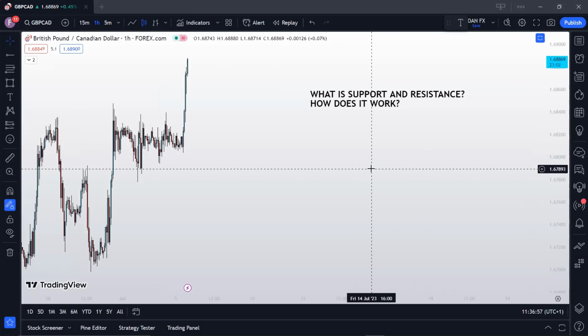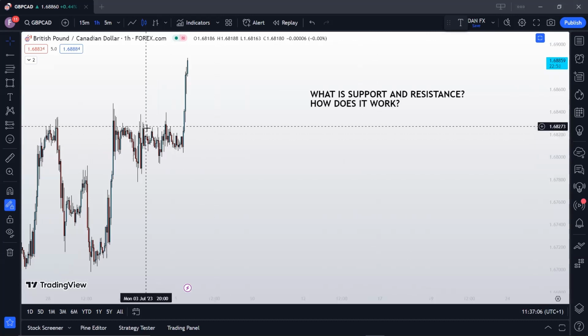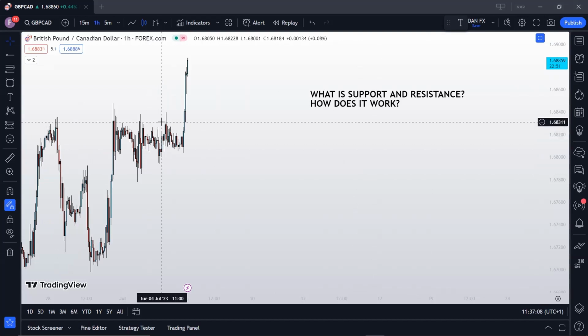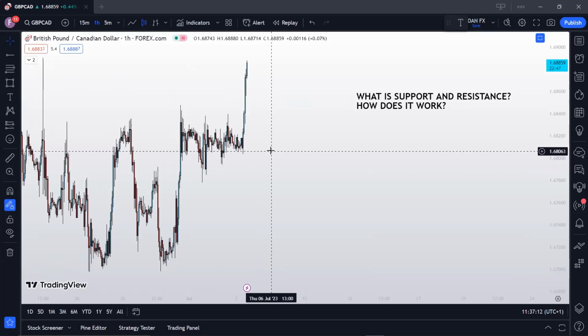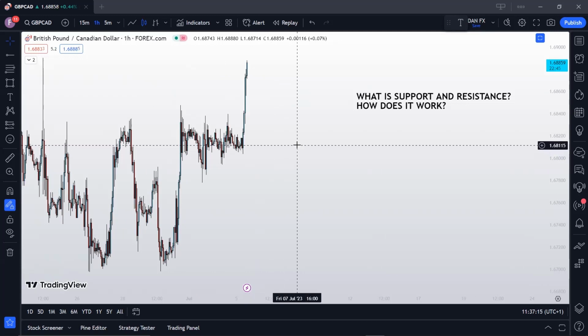In this video, we're going to be talking about what is support and resistance and how does it actually work. So if you're a beginner and you don't know what support and resistance is, in this video, I'm going to be breaking it down properly so you guys can understand it, right? So when you hear someone say support and resistance, you just know immediately what it means and how it works.